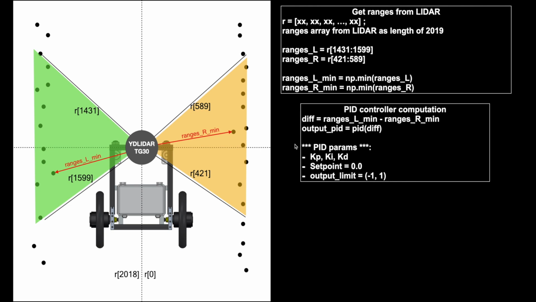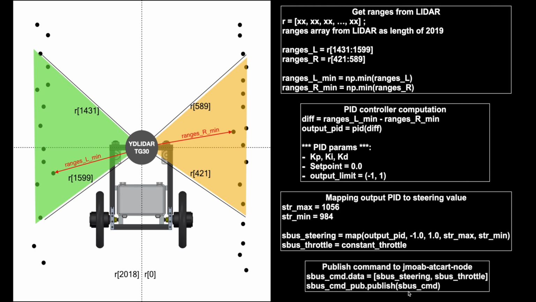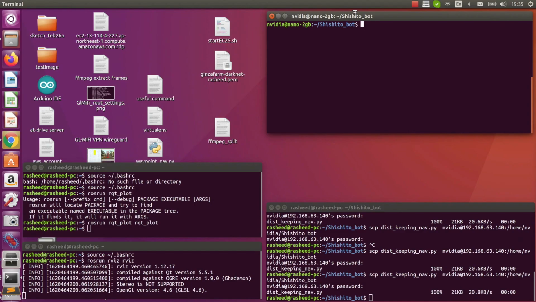The diff will be fed to a PID object to compute an output. Once we get an output, it will be used in a linear mapping function to map to the steering min and max. Here we need to specify how much the min and max of steering should be, and from my experiment, this value seems to be a good limit. Then finally, we just publish the SBUS steering and throttle to the SBUS command topic. If you don't understand how the SBUS command comes and where it is published to, I highly recommend checking my video on JMOAB ROS.